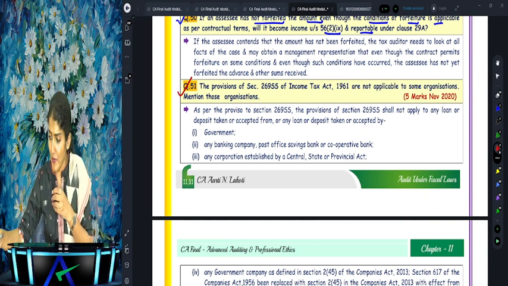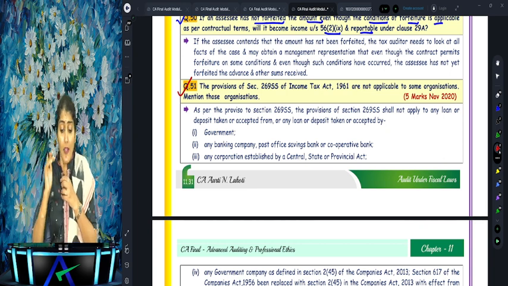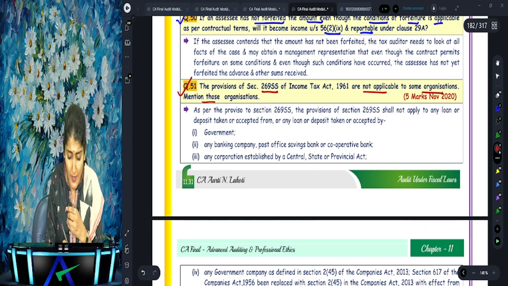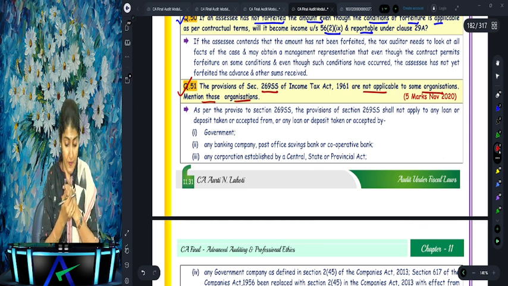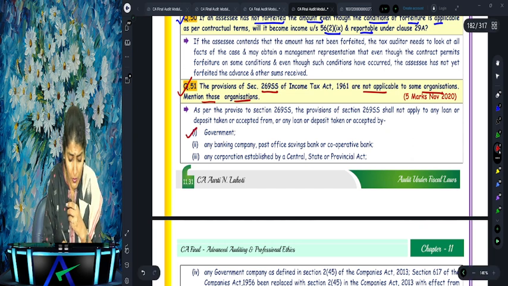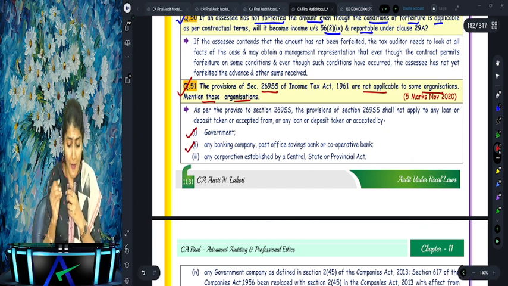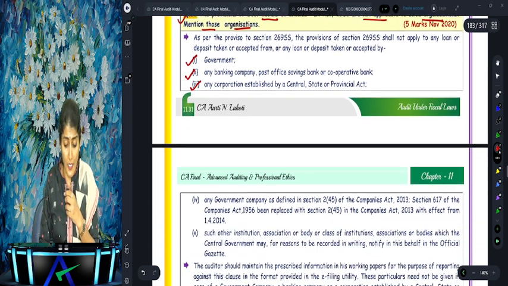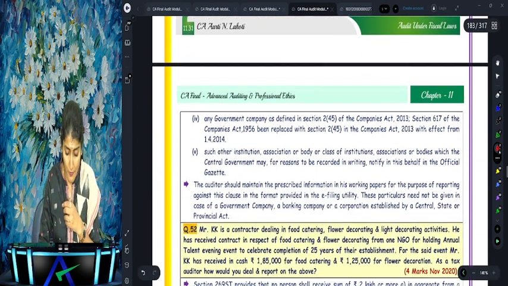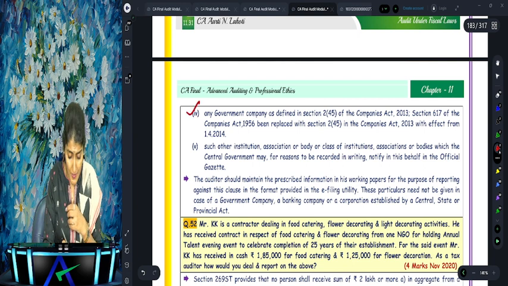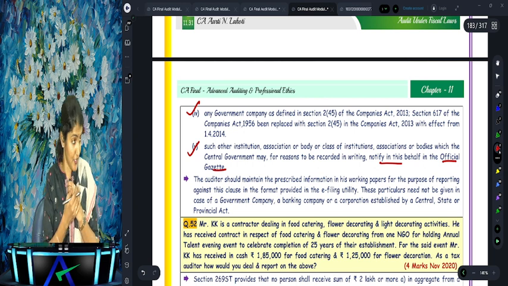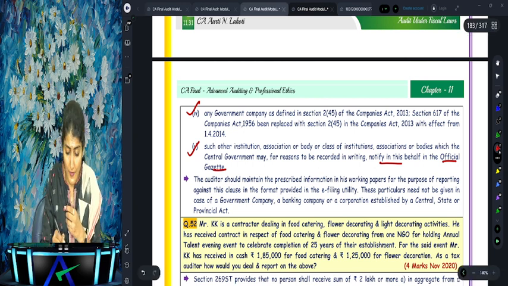Right, so coming to question number 51. The provisions of section 269SS are not applicable to some organizations. Mention those organizations. Did we just study that in the exception? Not applicable to government, not applicable to banking company, not applicable to any corporation which is established by the central, state or provincial act, also not applicable to any government company or such other institution as may be notified in the official gazette.